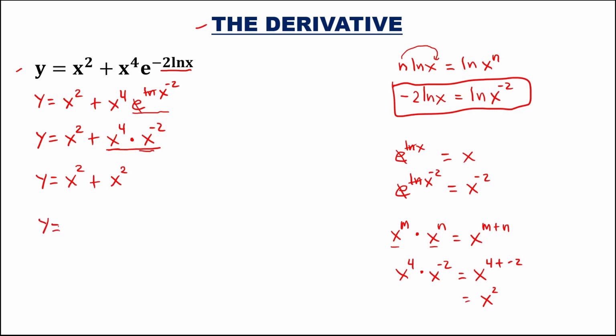Then we have y equals, since these are like terms, we can add the numerical coefficients. So 1 plus 1, that's 2. Then bring down the variable, x to the power 2. Then we can find the derivative using this equation. So the derivative of 2x squared is equal to 4x.